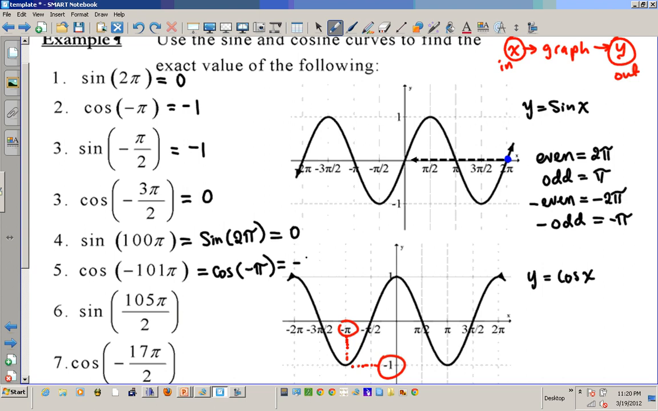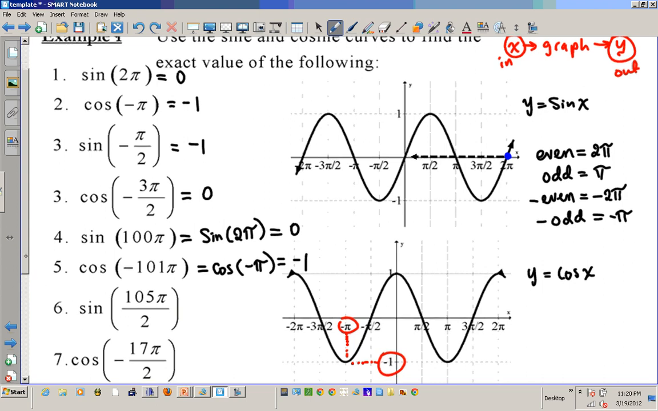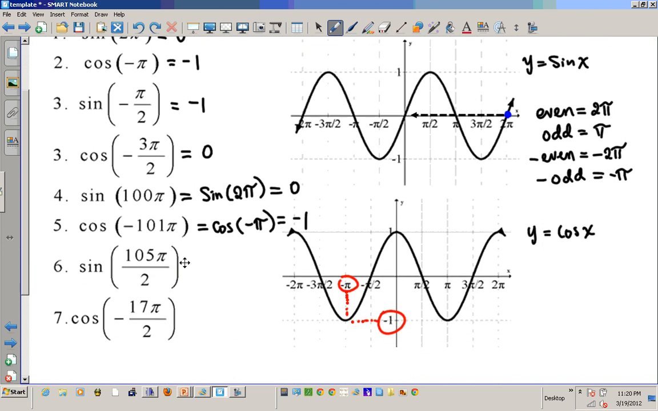Alright? Now, how about sine of 105 pi over 2? For this one, we're just simply going to divide, right? 105 over 2 as a mixed number. So 105 divided by 2 is basically 52 and a half pi. Okay? So 52 is even, right? So it's basically going to be 2 and a half pi. That's what we're going to be working on.